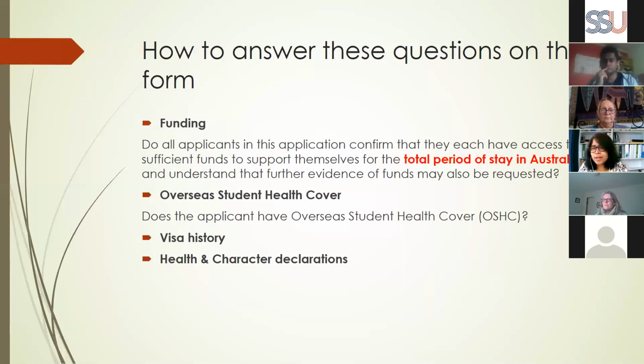So all applicants, including their family members who are included in the application. For example, if you have a family member who wants to come to Australia to join you, then they all also meet this requirement. So you are declaring that not only for you, but also for your family members, you have enough money to cover expenses.